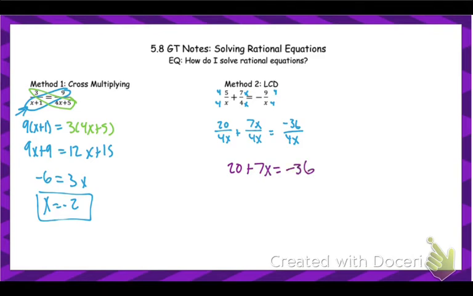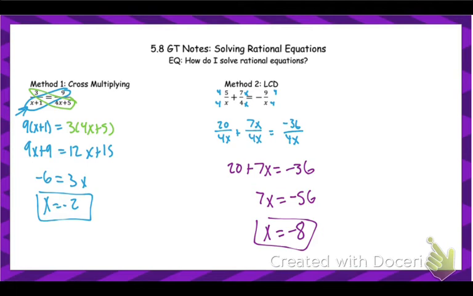So then at this point to solve, I would get 7x. I would go ahead and subtract that 20, and I get that x is equal to negative 8. So again, once you have that denominator in common, because whenever you add and subtract, the denominator doesn't change, all you need to do is solve the numerators once you have the same denominator.